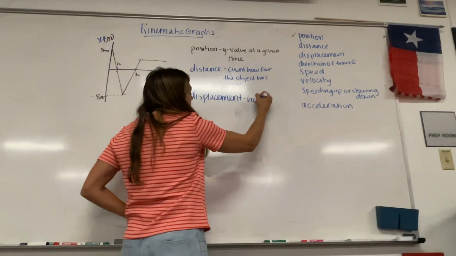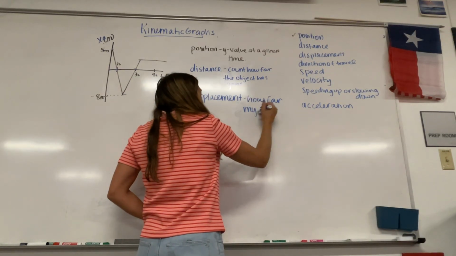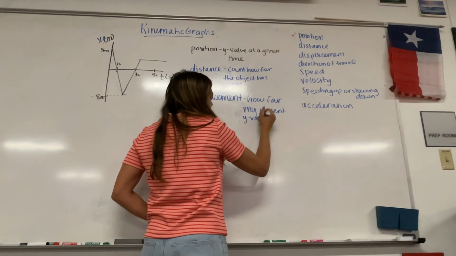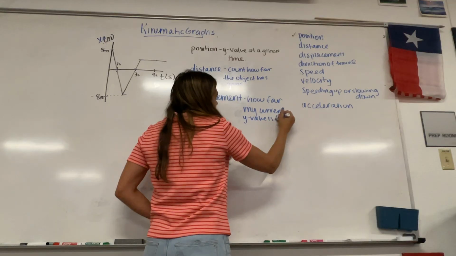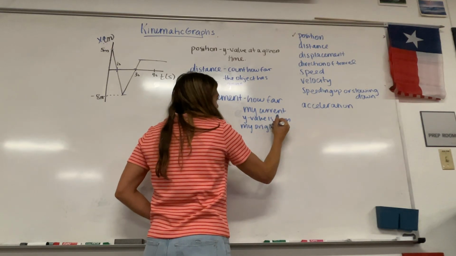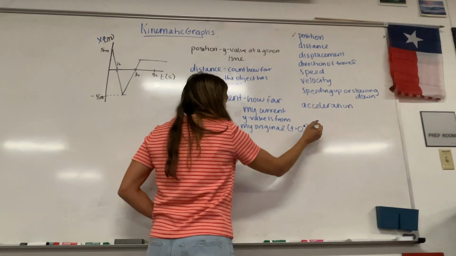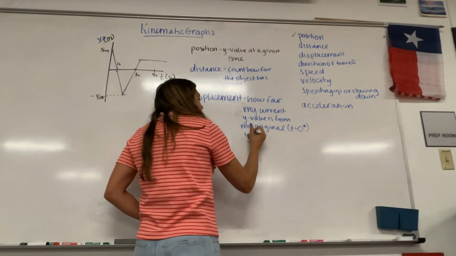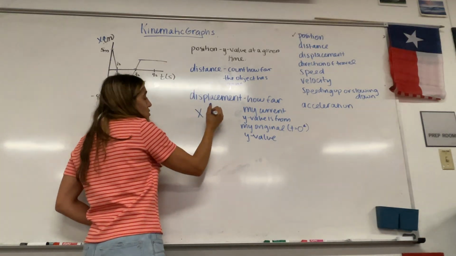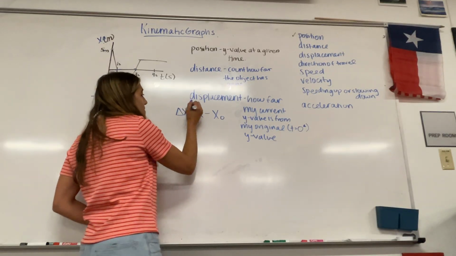Displacement is how far my current y value is from my original, that means t equals 0, y value. Another way you can think of this is position final minus position initial, because that's the equation for displacement.